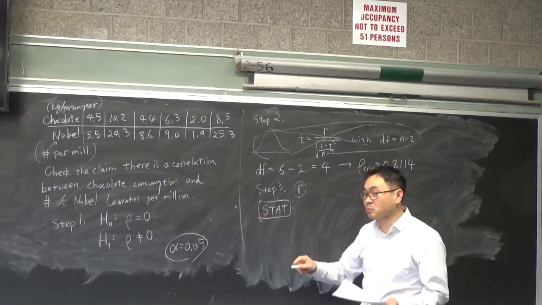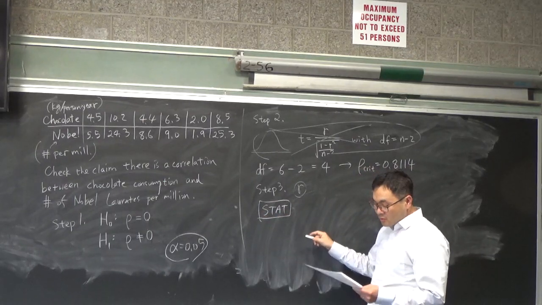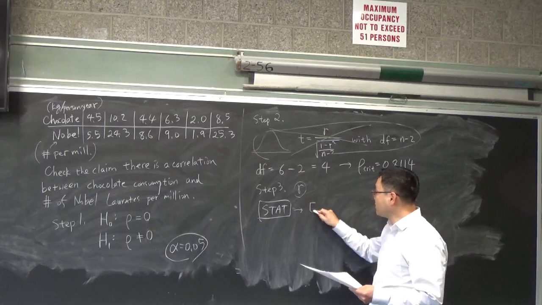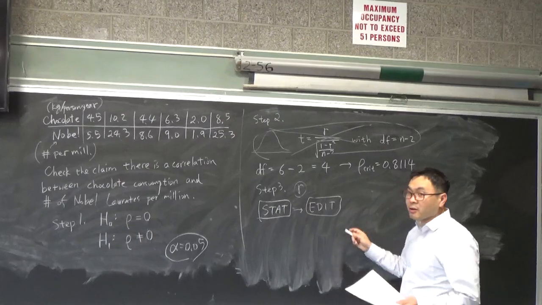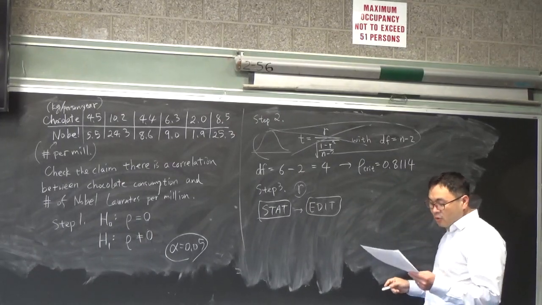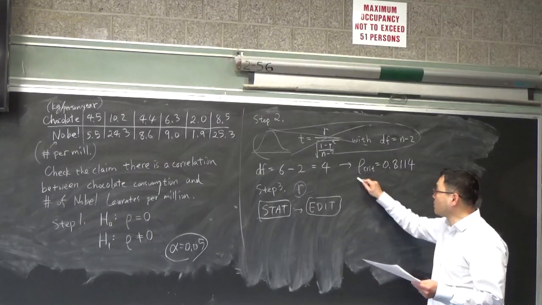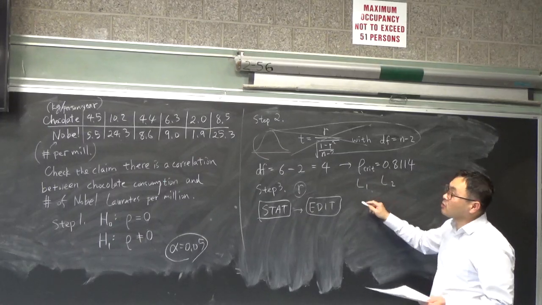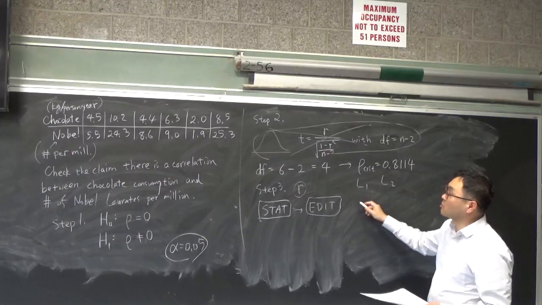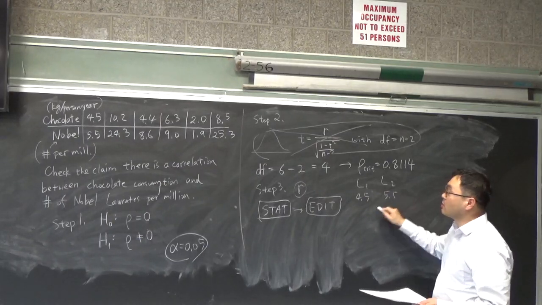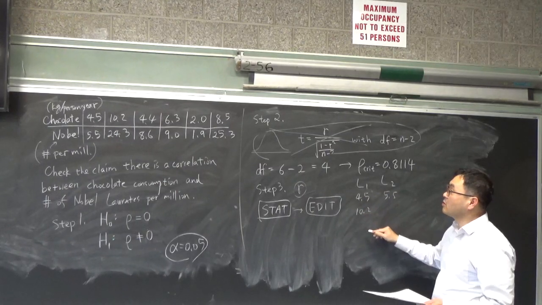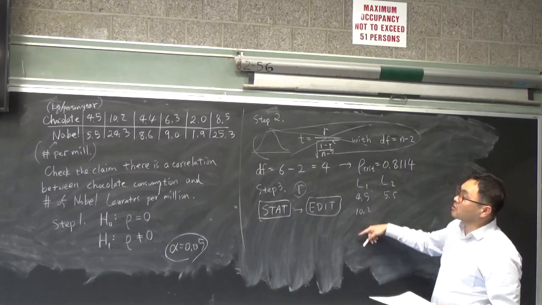So if you have a calculator, please try this. Stat, and then you go to Edit. And there you can start editing the values of L1 and L2. So you have L1 and L2, and you start plugging those numbers in. So you have 4.5 and 5.5, 10.2. Well, you just keep putting in L1, right?